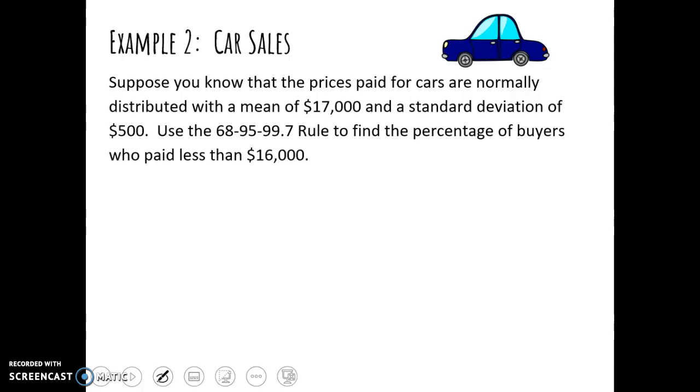Look at example 2. Suppose you know that the prices paid for cars are normally distributed with a mean of 17,000 and a standard deviation of 500. Use the 68, 95, 99.7 rule, otherwise known as the empirical rule, to find the percentage of buyers who paid less than 16,000.